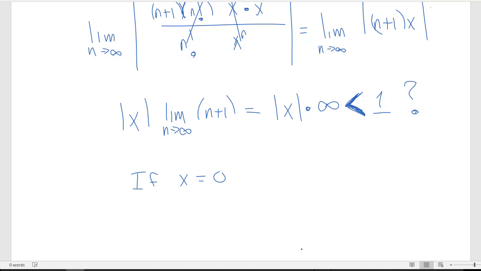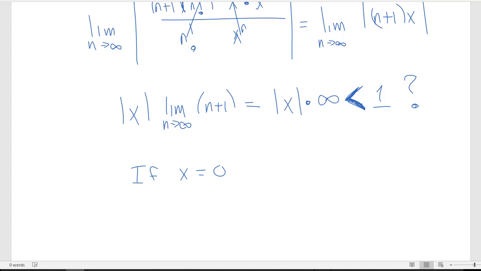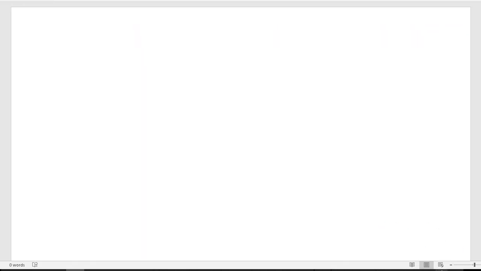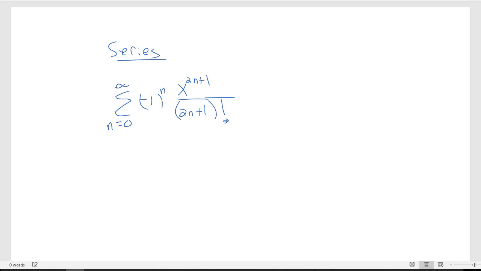All right, so I want to summarize everything that we've seen up to this point, and then one other thing I want to talk to you about. The series that we've looked at so far, we saw the sine series. And again, I don't really care about the function at the moment. We saw -1 to the n, x to the 2n plus 1 over 2n plus 1 factorial. That was my sine series. n went from 0 to infinity. And then where did it converge? It converged for all reals.